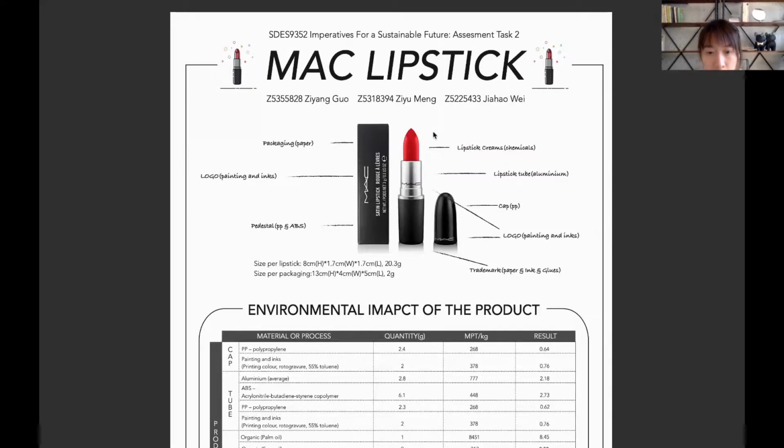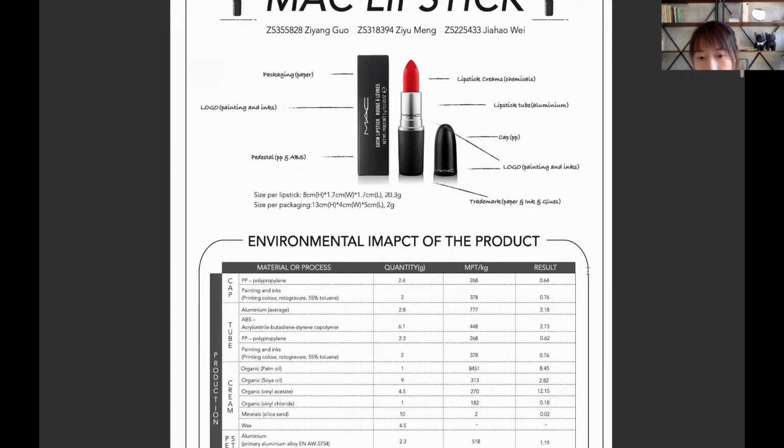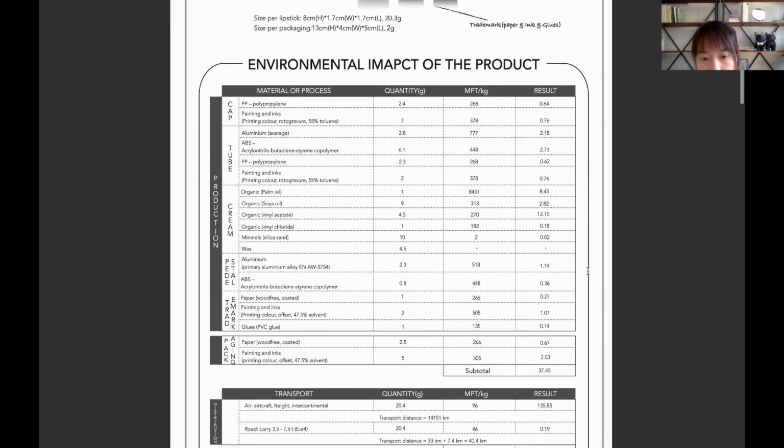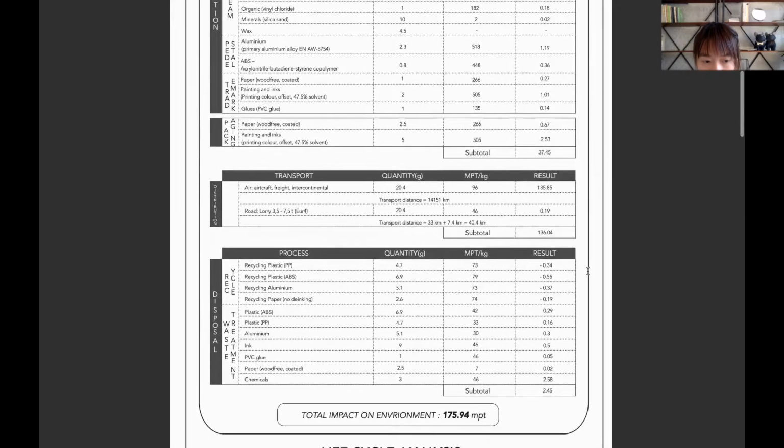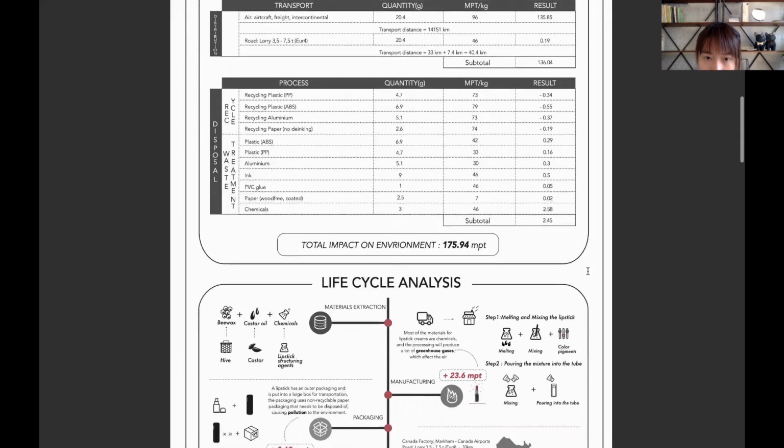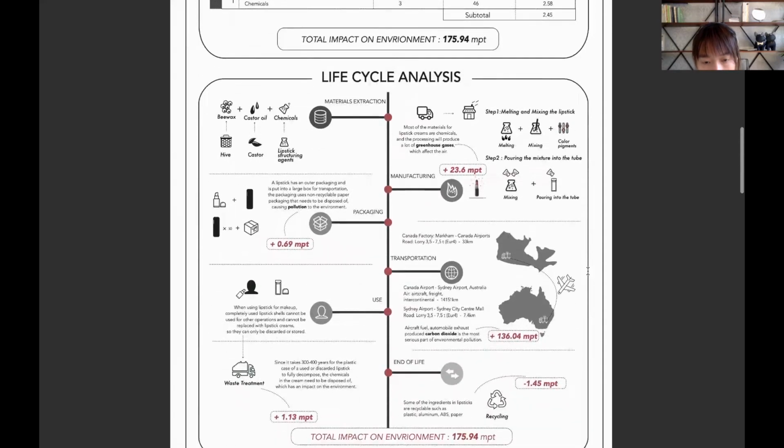MAC lipstick mainly has 5 parts: the packaging made of paper, the plastic polypropylene cup, and the lipstick cream mixed with various chemicals, and the base made of plastic, aluminum, and the bottom thick. After analysis of data from the material, we found that each step in the whole life cycle of lipstick has different impacts on the environment, and there are many sorts of pollution.